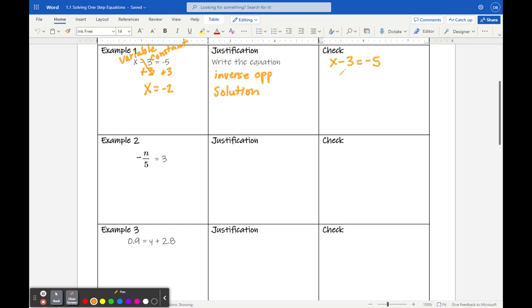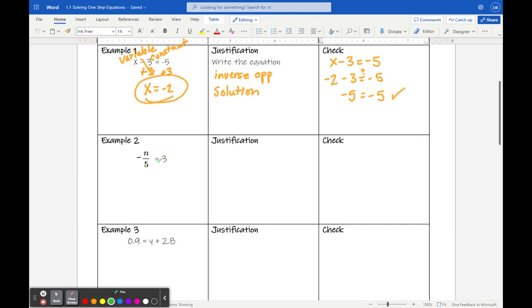In order to check that, I'm going to rewrite my equation. And then wherever I see x, I'm going to put a negative 2 instead. So here I see an x. I'm going to have negative 2 minus 3 could possibly equal negative 5. Negative 2 minus 3 is negative 5, which does, in fact, equal negative 5. That checks out, so my solution is negative 2.